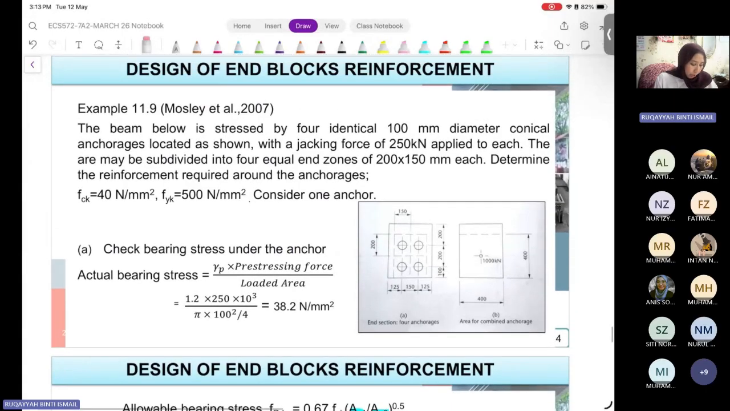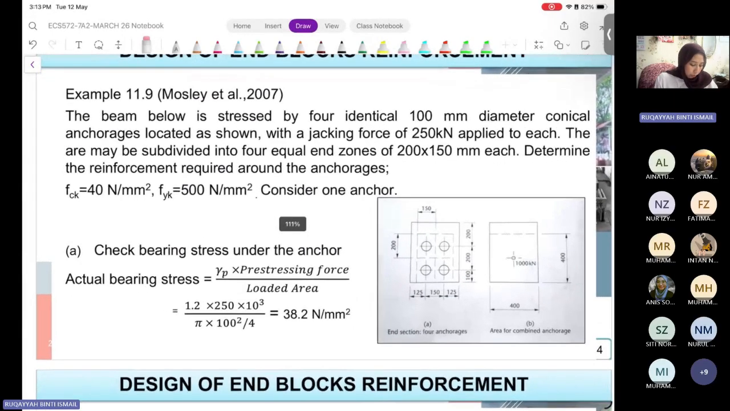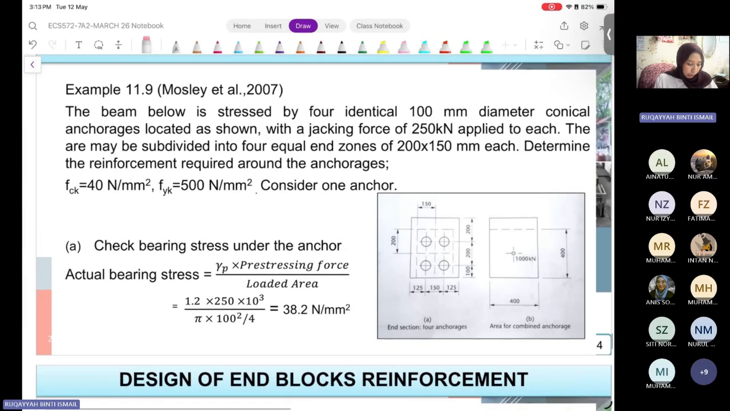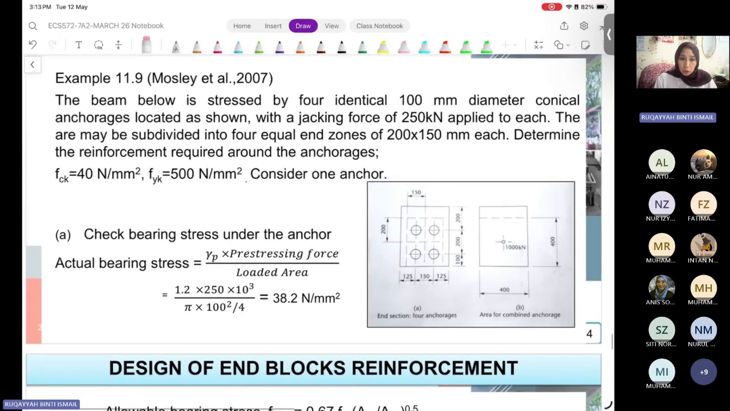So for post-tension, for example, if you look here, the beam below is stressed by 4 analytical 100 mm diameter conical anchorages, located as shown and with a jacking force of 250 kilonewton applied to each. So the area may be subdivided into 4 equal end zones.